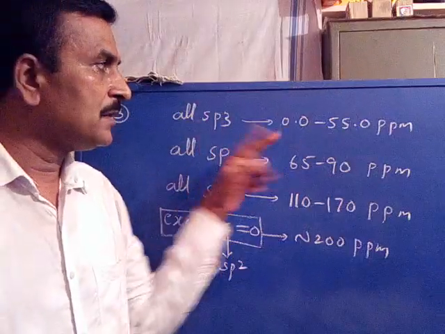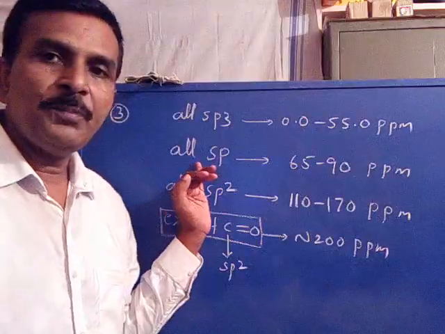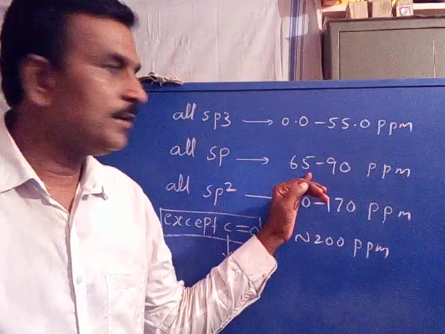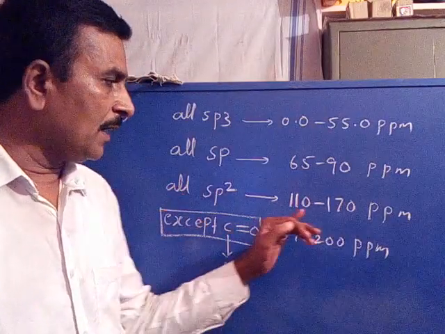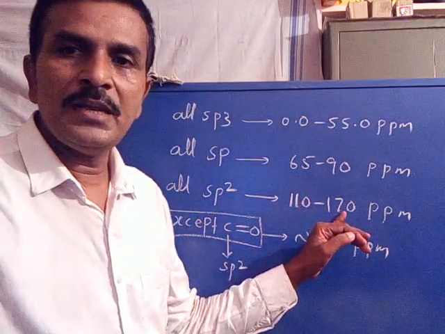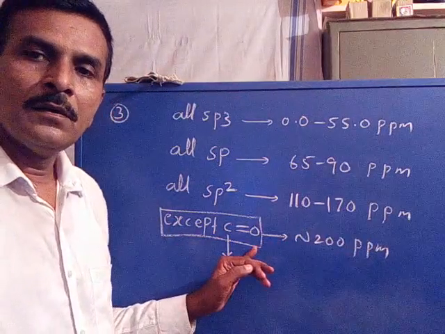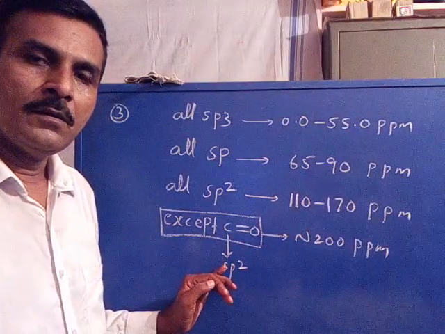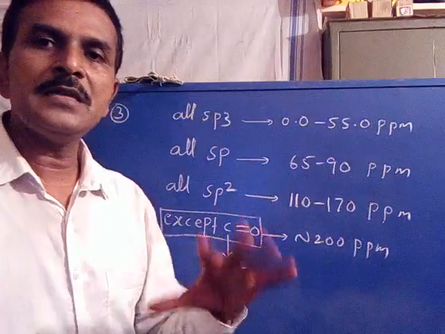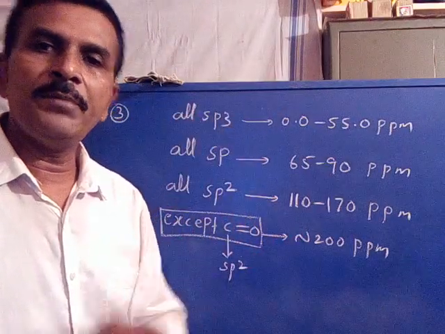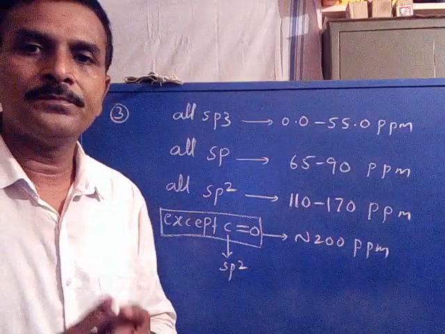All sp3 carbons appear between 0.0 to 55.0 ppm. sp carbons always appear between 65 to 90 ppm. sp2 carbons except carbonyl appear between 110 to 170 ppm. Whereas carbonyl carbon, due to the minus I effect of oxygen and mesomeric effect, appears nearly 200 ppm. So any signal appearing near 200 ppm indicates it is an sp2 carbon of a carbonyl carbon. Is it clear?